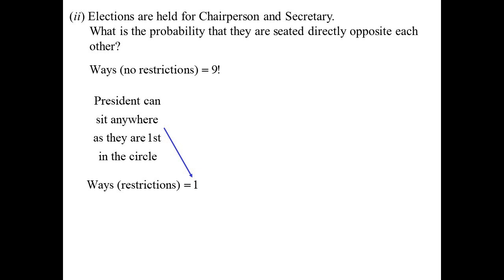How did that just change? Okay. They can sit anywhere. No one's in the circle yet. So bang, they go and sit down. The secretary though has to sit opposite. So they now only have one choice as well. They've got to sit opposite where that president chairperson sat.